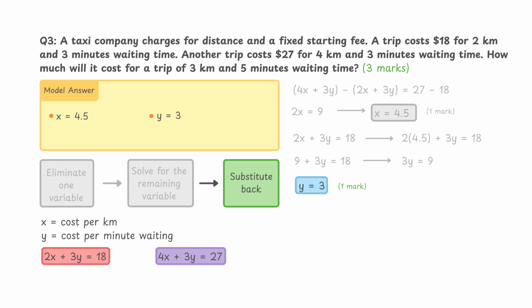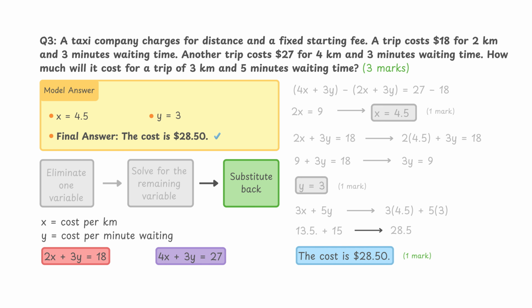Finally, substitute back. We now find the total cost using 3x plus 5y. Substitute the values we found, 3 times 4.5 plus 5 times 3. Now calculate each part step by step. 3 times 4.5 is 13.5. 5 times 3 is 15. Now add them together. 13.5 plus 15 equals 28.5. Therefore, the cost is $28.50. This earns 1 mark.